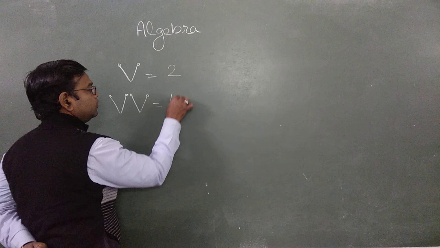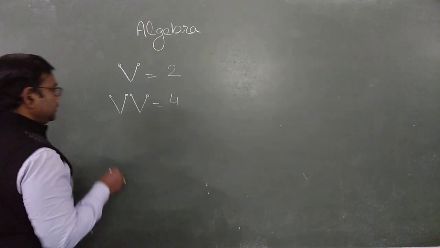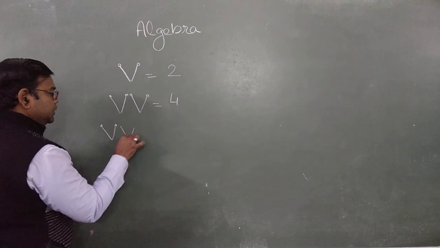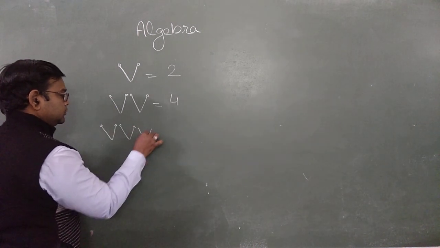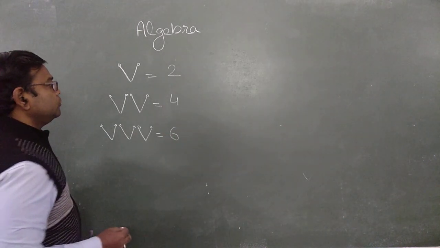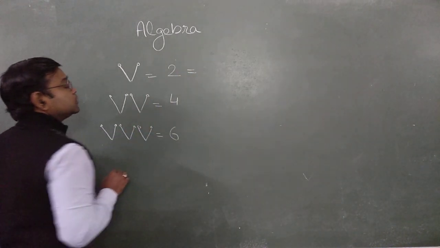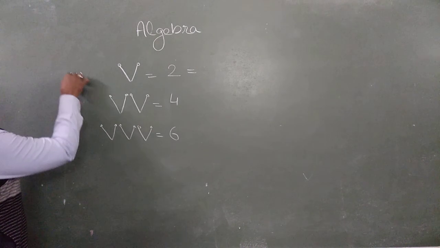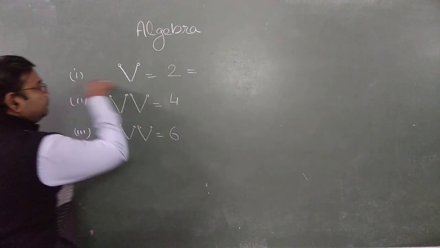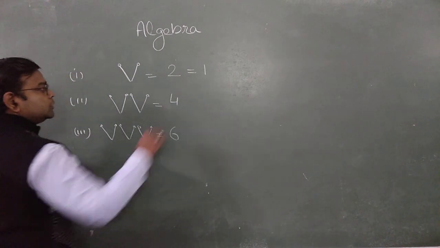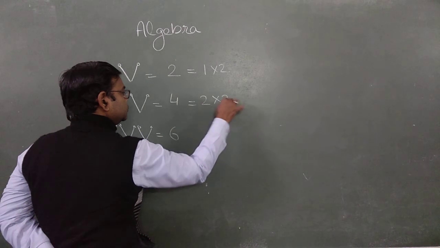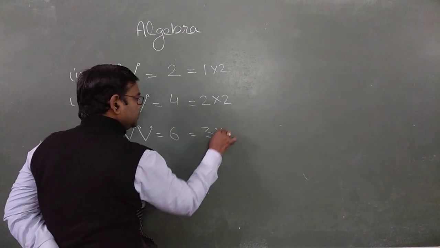If we use another figure, here we have 2 V's, so it's 4. Similarly, if we have 3 V's, meaning there are 3 patterns, there are 6. So we can express this by using the number of the figure. This is your first figure, this is your second figure, this is your third figure. In the first figure we have 1 into 2, in the second figure 2 into 2, in the third figure 3 into 2.